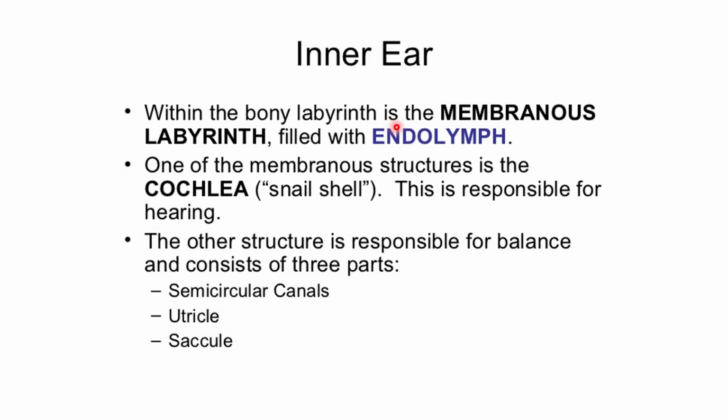So within the bony labyrinth is the membranous labyrinth, and it is filled with endolymph. Okay, so the membranous labyrinth, the membrane-like structure, is filled with some fluid, and this fluid is called endolymph. And one of the membrane structures is the cochlea, which is a snail shell. This is responsible for hearing, and the other structures responsible for balancing consist of three parts. So for hearing, only one structure, the cochlea, and for balancing there are three parts: the semicircular canals, the utricle, and the saccule.